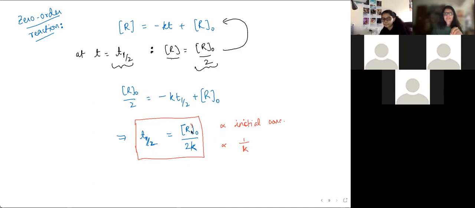Yes, ma'am. Similarly, let's derive for first order also. So, ma'am, first order will use the same? Yeah, just that the equation will change. Conceptually, it's the same. At T half, R0 becomes R, like the reactant concentration becomes R0 by 2. So substitute the values and do the math, rearrange it so that you get T half on one side.